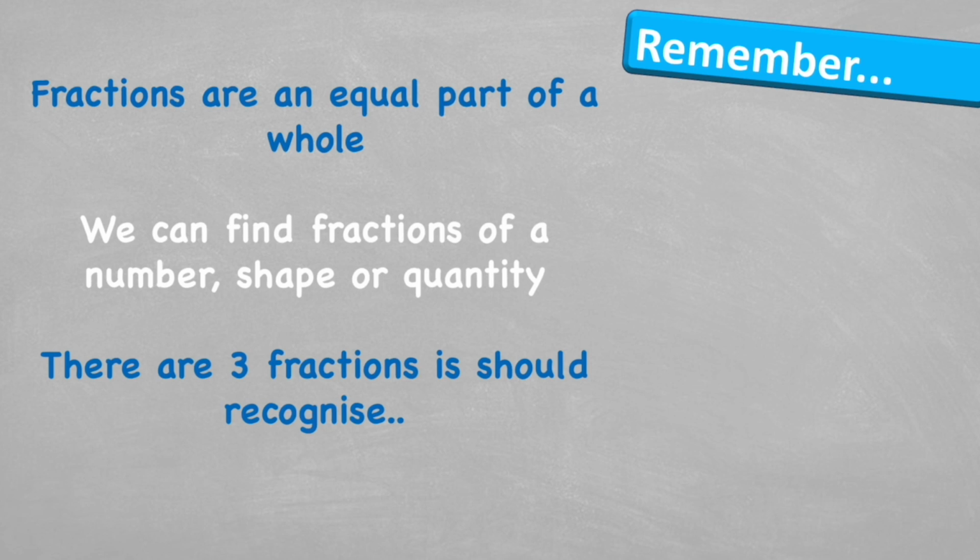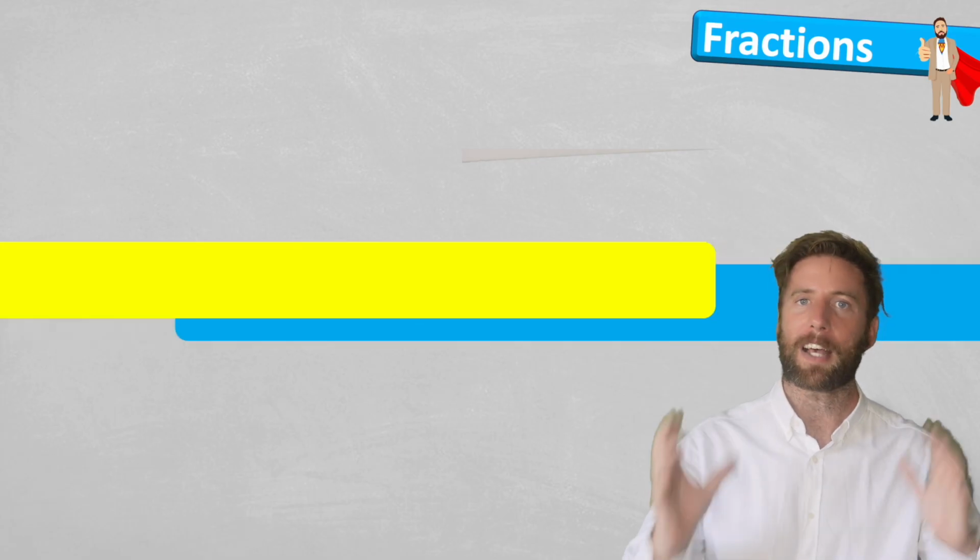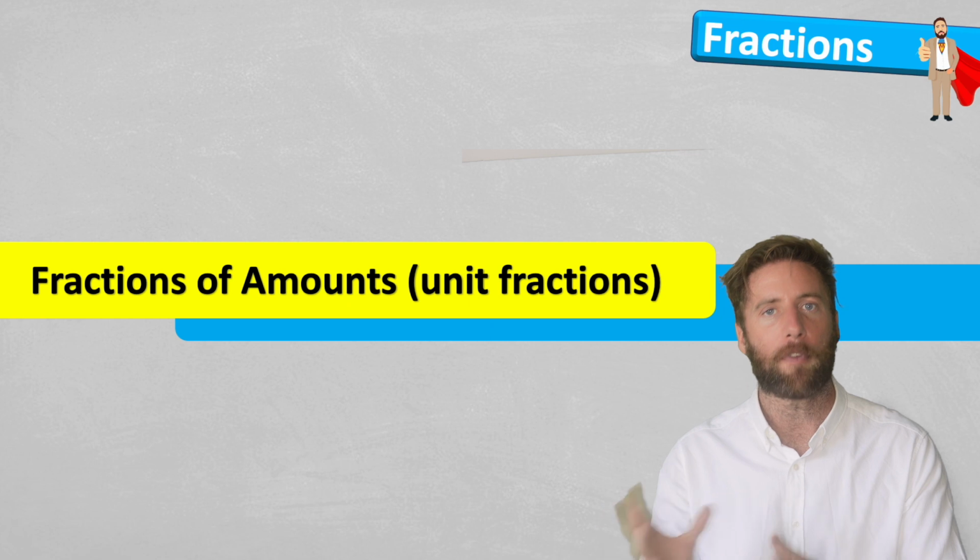Let's look at what to remember. Fractions are an equal part of a whole. We can find fractions of a number, shape, or even a quantity. And there are 3 fractions you should recognize: 1/2, 1/4, 1/3. And then if you're super smart, you might want to start recognizing 3/4 too. Awesome. So that's what fractions are and some common fractions.